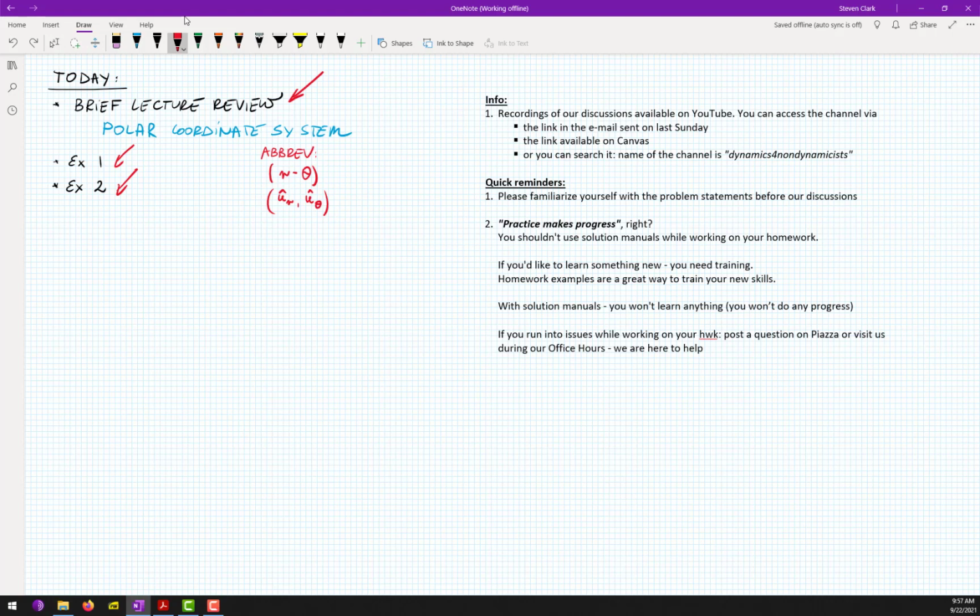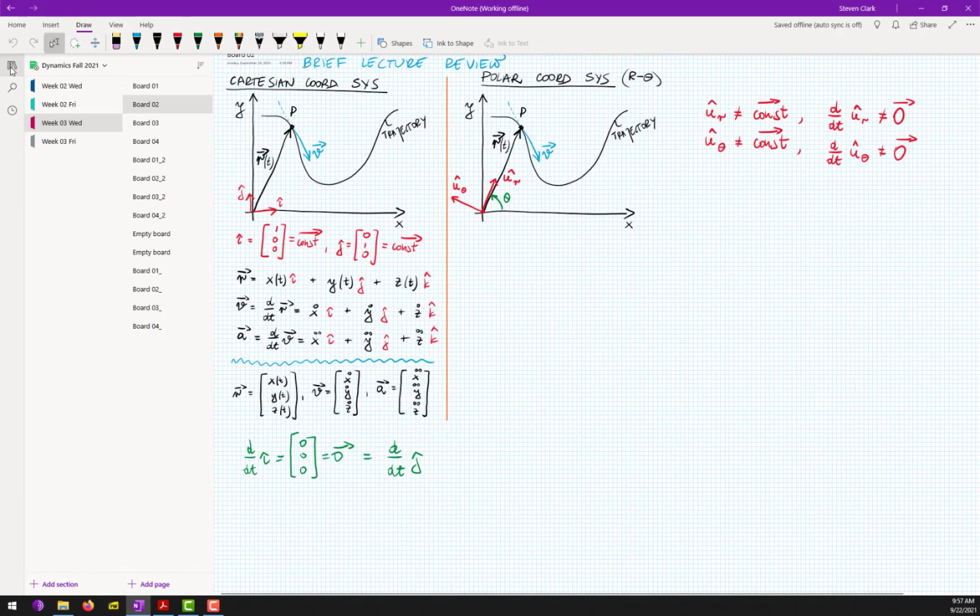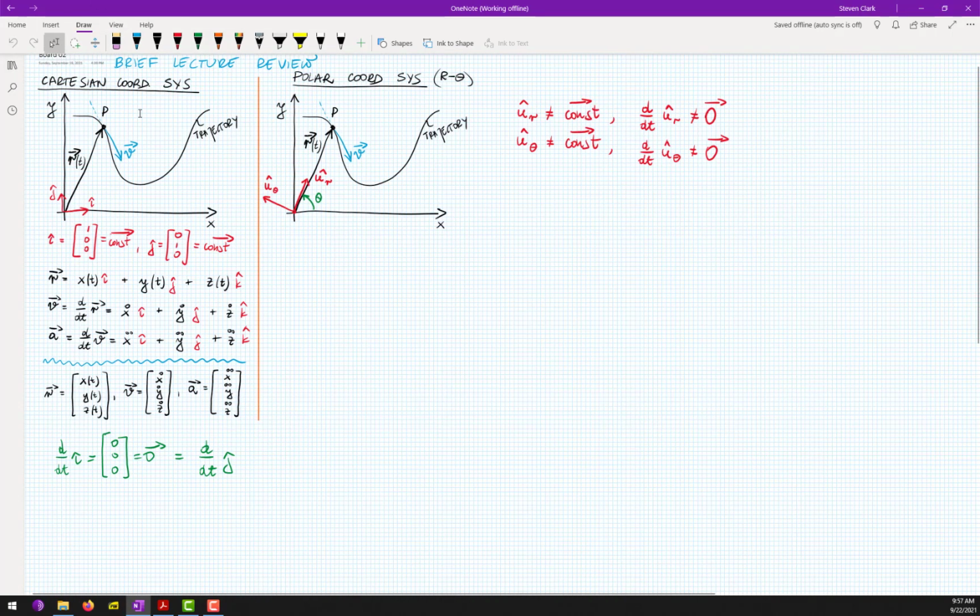Okay, I'm talking too much. Brief lecture overview, or any questions? Okay, so I prepared a little bit before our discussion. You can write it down, guys, or you can take a picture, or it will be available on YouTube anyway. So what I would like to do is compare the Cartesian coordinate system with the polar coordinate system.